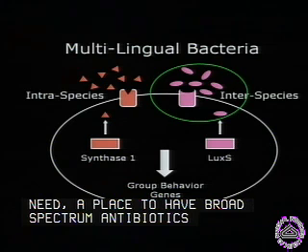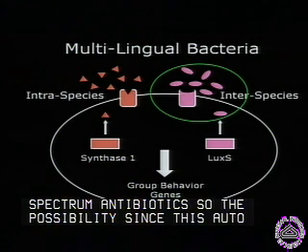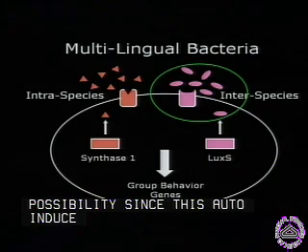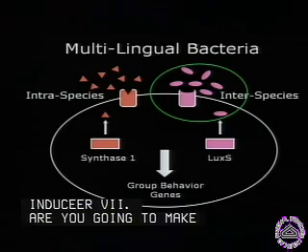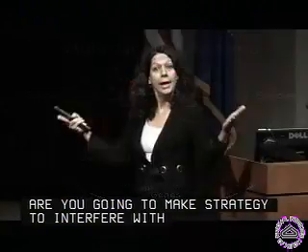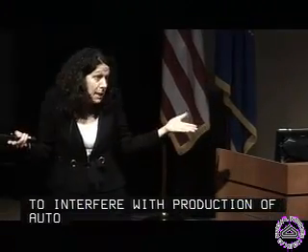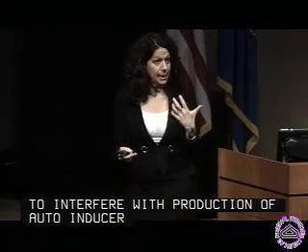and so the possibility exists, since this autoinducer 2 molecule is interspecies and seems to be generic, that maybe you could make a strategy to interfere with production or reception of autoinducer 2, and that might be used in both gram-negative and gram-positive bacteria.